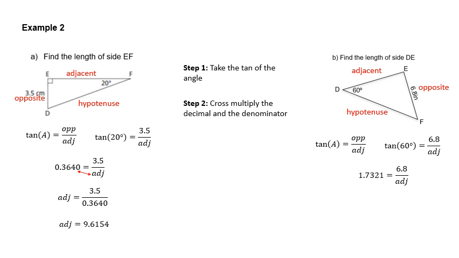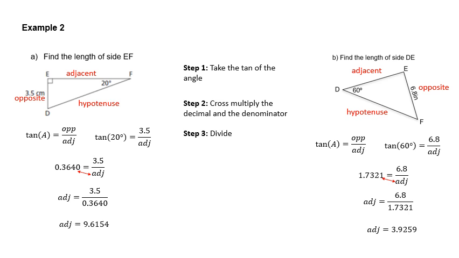Then we cross multiply the decimal and the denominator, or we switch them. And we end up with adjacent equals 6.8 over 1.7321. Our last step is to divide. And we get that the adjacent side is 3.9259 inches long. So those are the 2 types of problems we see in this section. You either have to find the opposite or the adjacent.